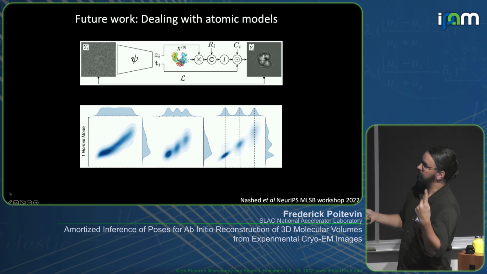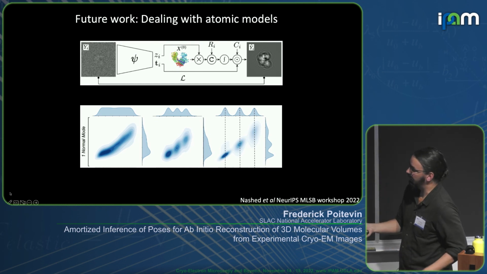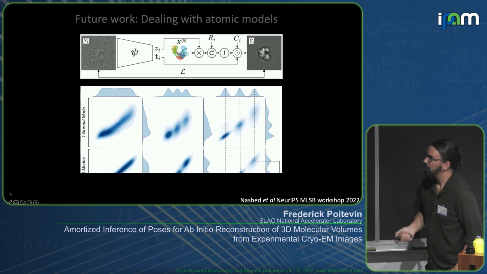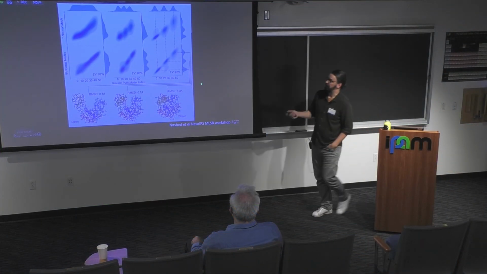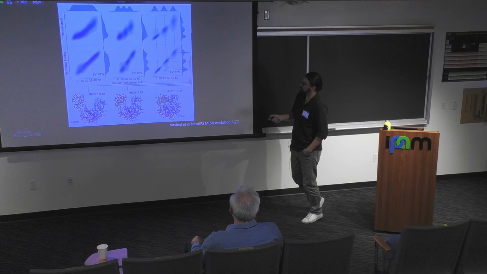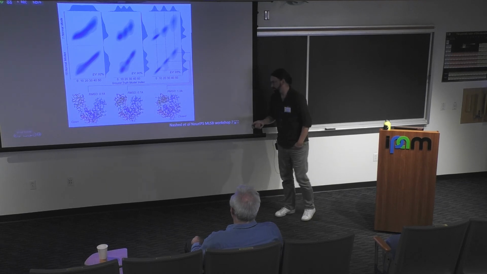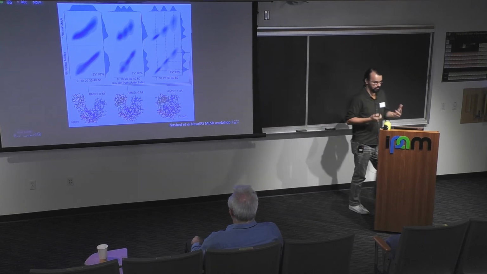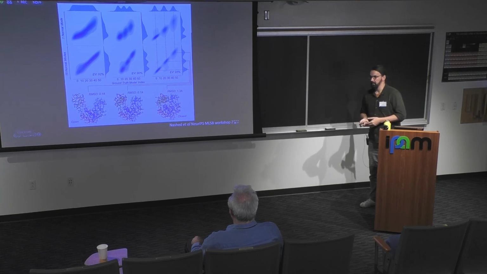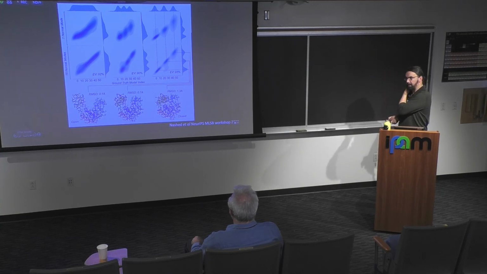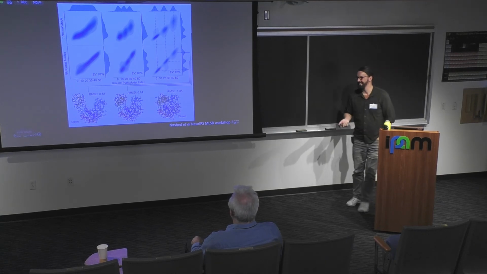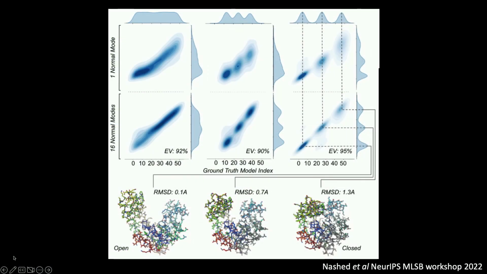If we give only 1 normal mode to deform the atomic model, we do a pretty terrible job. If we give more modes, then it starts to get much better, and we get very close to the actual atomic model in the ground truth. So we are currently pushing in that direction. It's not working on real data yet. So yeah, that's one thing.